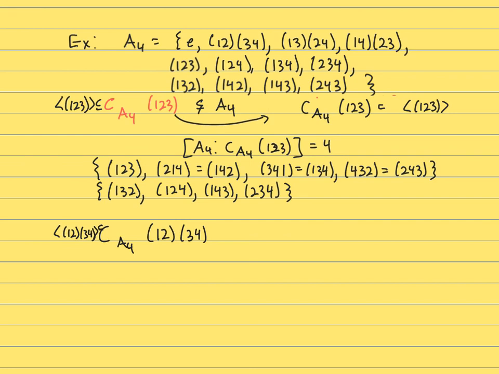So we got one subgroup inclusion, and then we have the whole group. That's a subgroup of size 2, that's a subgroup of size 12. We already know there's no subgroup of size 6, so our only possibilities are either 2, 4, or 12.